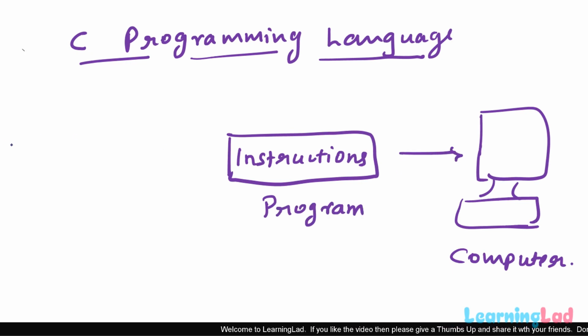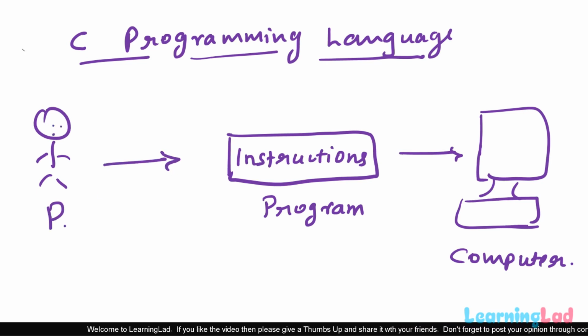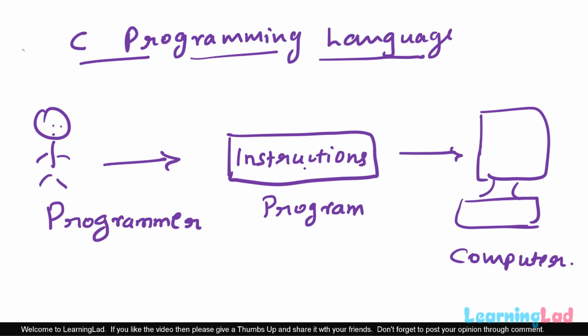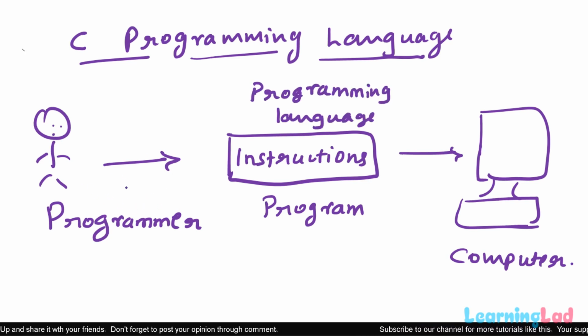And the person who is going to write these instructions is called the programmer, and the language in which these instructions or these programs are written is called the programming language. Now here, as a programmer, we will write the program or the instructions using any of the programming languages available, and then this computer will work according to the instructions. Now, C language is one of the programming languages which we can use to write these computer programs.